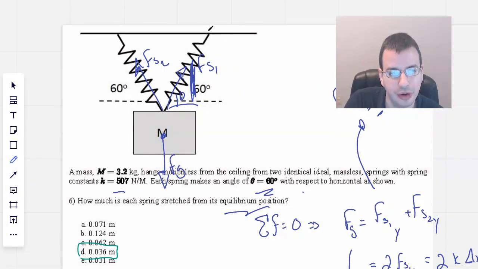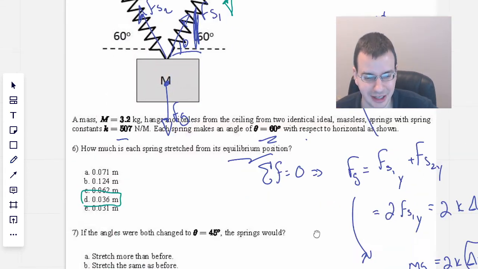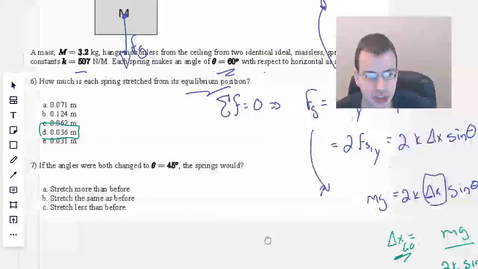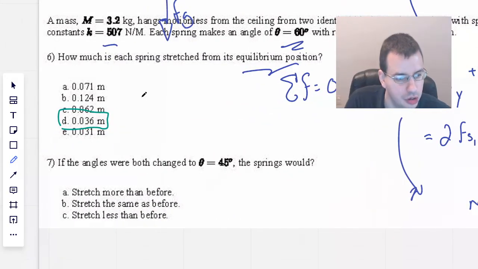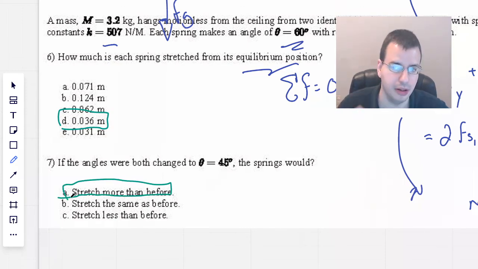At first, when they said the angle changed to 45, I thought I was moving it this way. Totally wrong. It's actually moving the springs this way, so they are less in line with the force of gravity. It's probably a good thing I checked that. So the springs will actually have to stretch more. So the answer is A: the springs will have to stretch more than before.